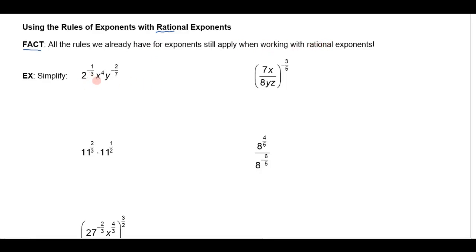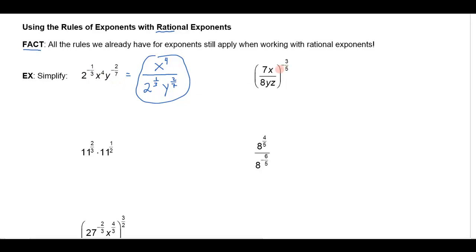Okay, so for example, if I'm asked to simplify an expression that has negative exponents, I can just go ahead and use a fraction bar to rewrite those as positive exponents. So 2 to the negative 1/3 is the same as 2 to the positive 1/3 in the denominator, and y to the minus 2/7, I can write that as over y to the 2/7, and then I've got x to the 4th, that would be in the numerator. And so this is another way of writing this without the negative exponents.